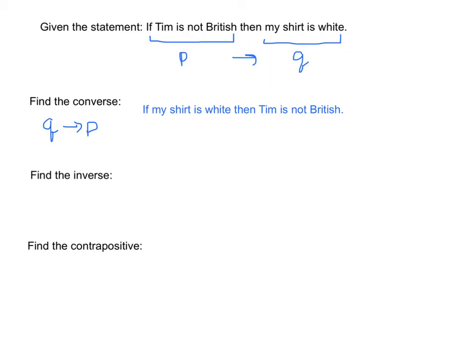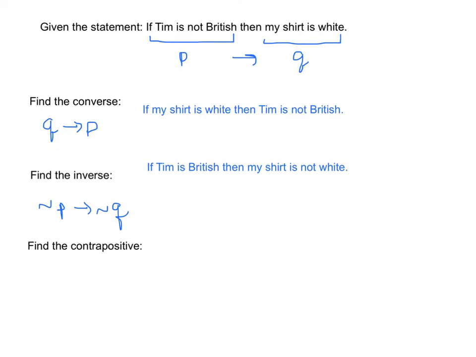Next, we're going to look at the inverse. What the inverse does is it actually just leaves P and Q where they are, but it negates them. So this looks like if not P, then not Q. When we look at this statement, we're going to leave the if Tim is not British first, but we're going to negate it. And that becomes if Tim is British, then, and instead of my shirt is white, we're going to negate that and it's going to become my shirt is not white. And so that is the inverse of my statement.